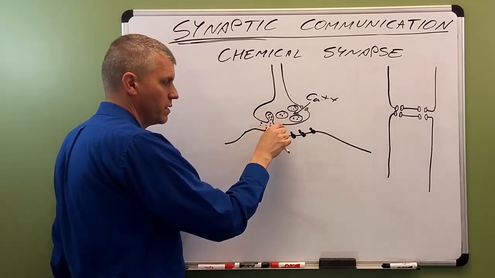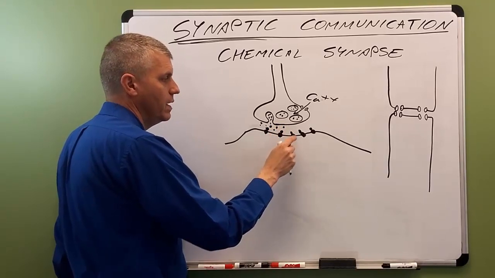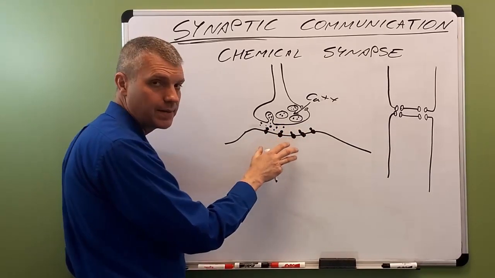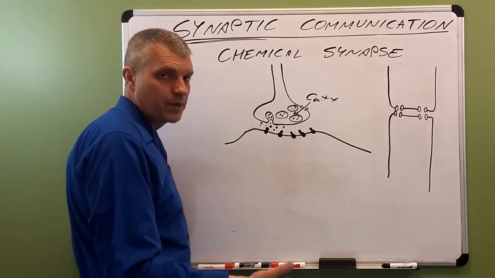Then the neurotransmitter diffuses across the synaptic cleft or synaptic gap and binds to receptors on the postsynaptic membrane. And again, the next thing to happen depends.